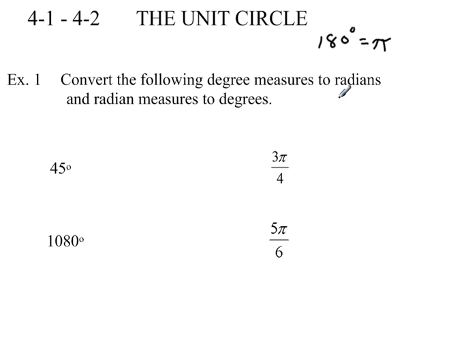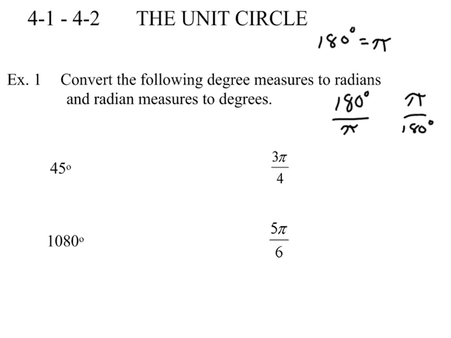Now, since those two quantities are the same, this quantity here is equal to 1. And so is this quantity here. This is also equal to 1. So let's just think about this. We want to take 45 degrees and multiply by one of these quantities here. And we want the degree sign to simplify so it is gone.